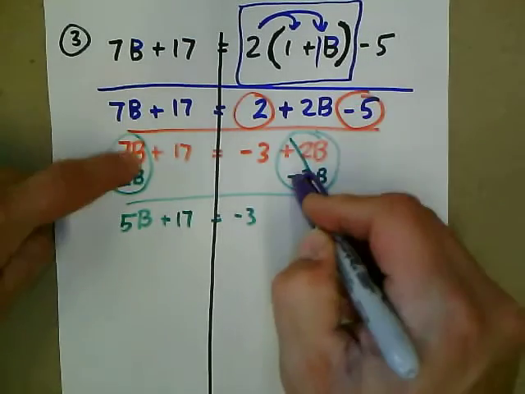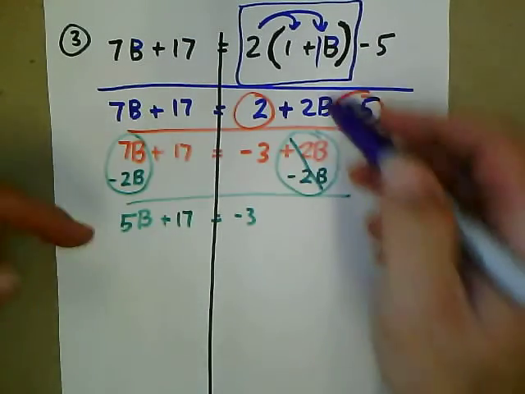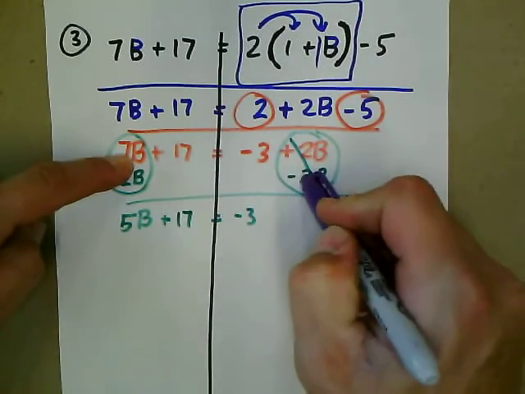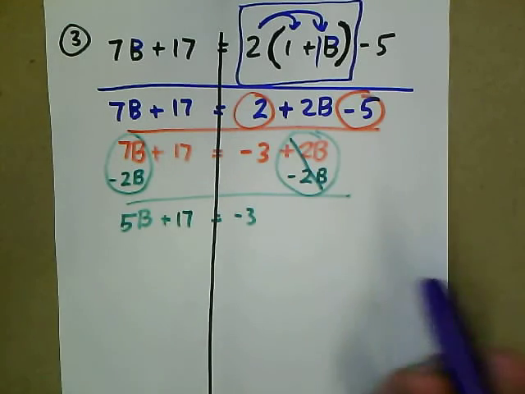Okay, distribute, combine like terms, get rid of the extra variable. Do you see the pattern here, guys? Distribute, combine like terms, get rid of the extra variable. It just goes the same thing over and over again.